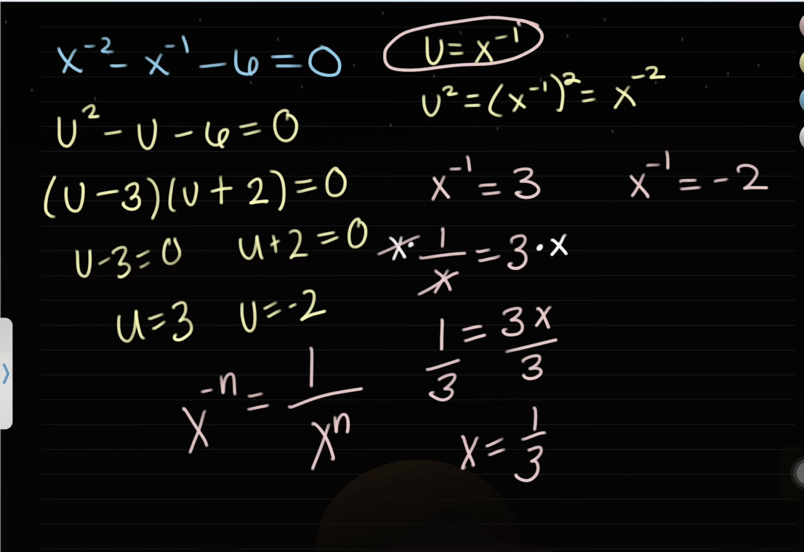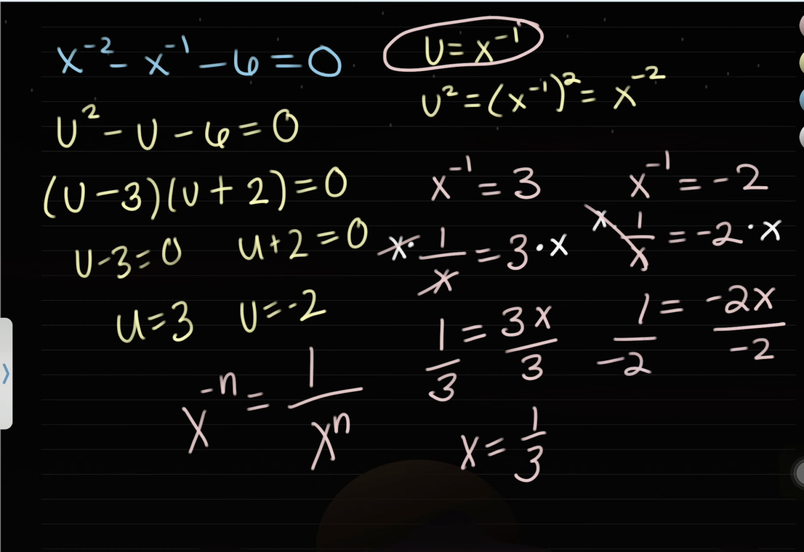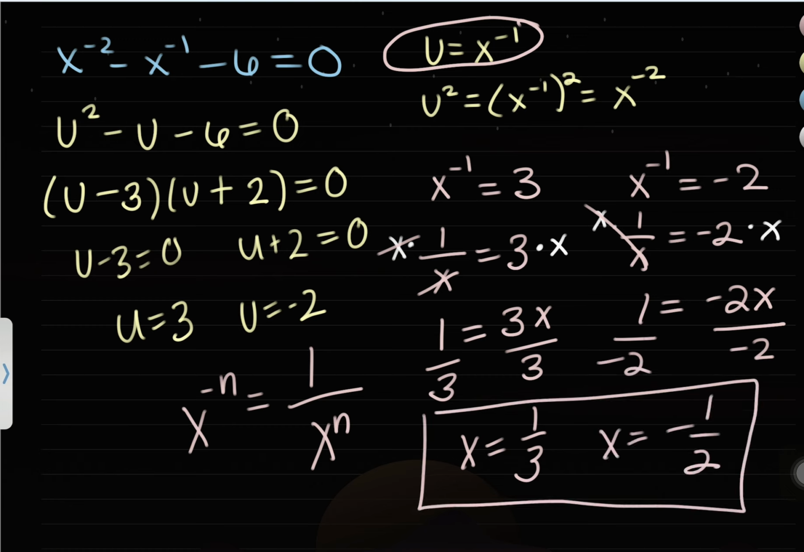And then I can do something similar with the other solution. x to the negative 1 is 1 over x. That equals negative 2. I'm going to multiply both sides by x. x times 1 over x is 1. So 1 equals negative 2x. Divide both sides by negative 2. x equals negative 1/2 is the other solution to this equation.